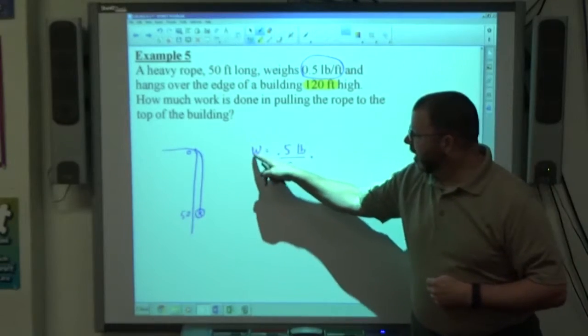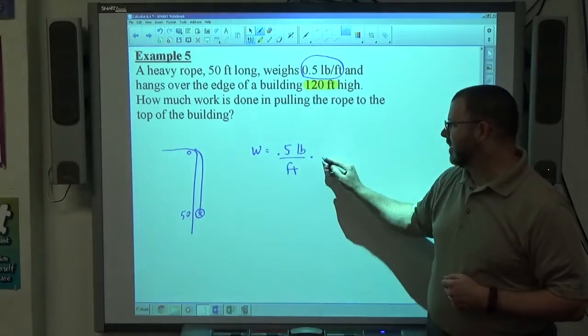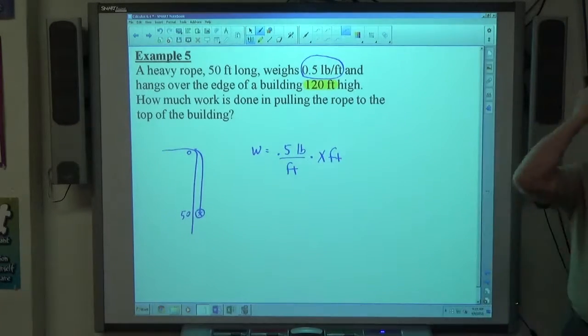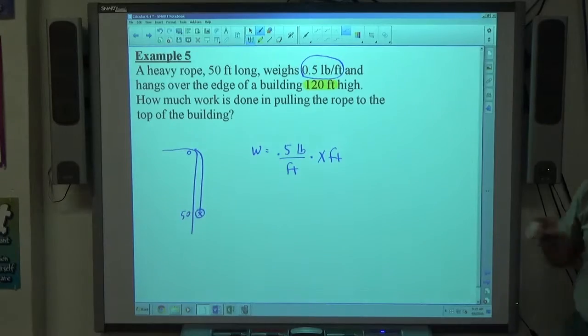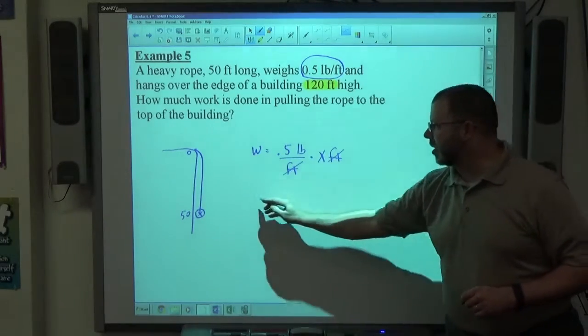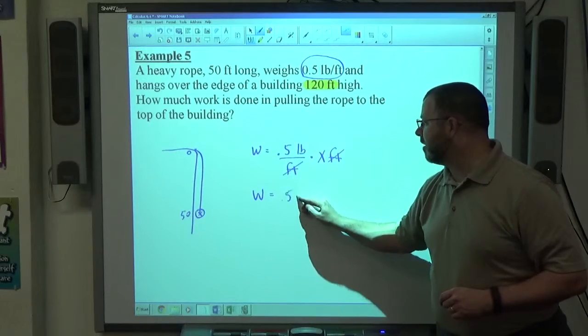So instead of getting a weight as an exact number here, we're going to do weight equals half a pound per foot times X feet of rope that's hanging down at any given point in this problem. X feet times half a pound per foot, foot cancels foot, that gives me a weight of the rope at any given point in this problem of 0.5X pounds.